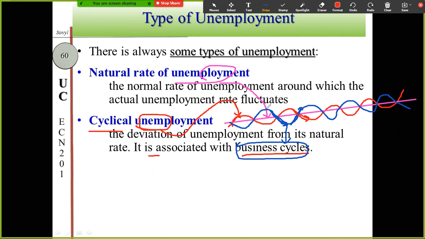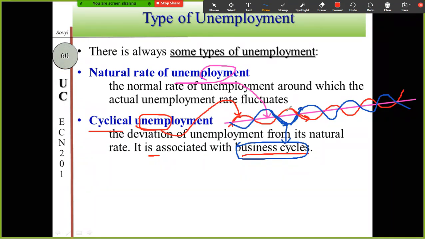So when business goes down, unemployment goes up. When business goes down, it means this is a bad time, the worst time, or crisis time, or recession time. But when business is going up, this is the recovering time, maybe the growing time, the bubble time, or maybe the good time for business. Okay.